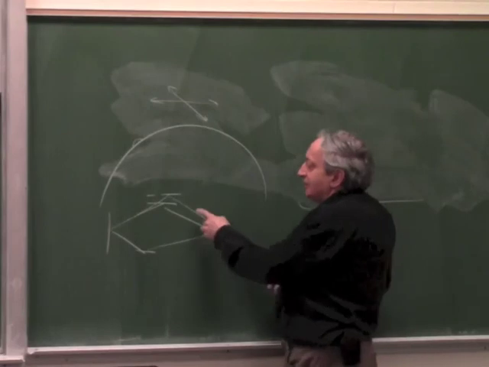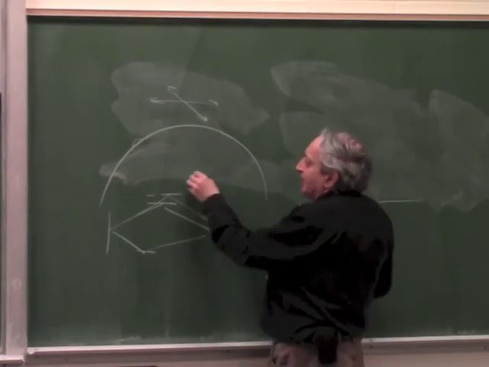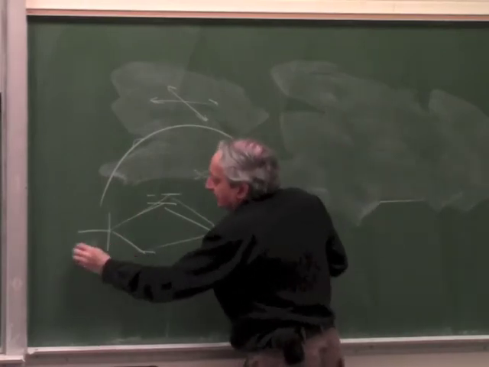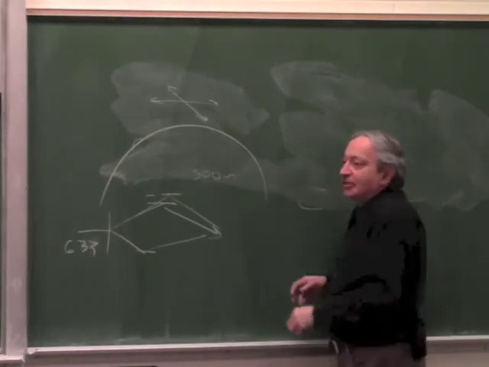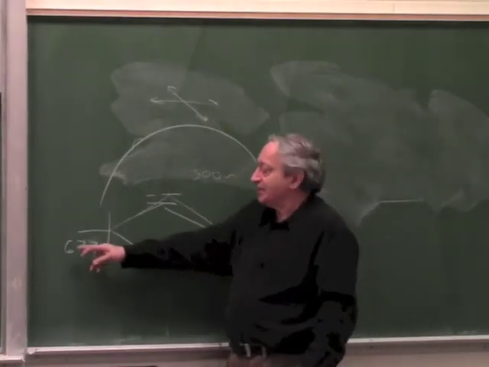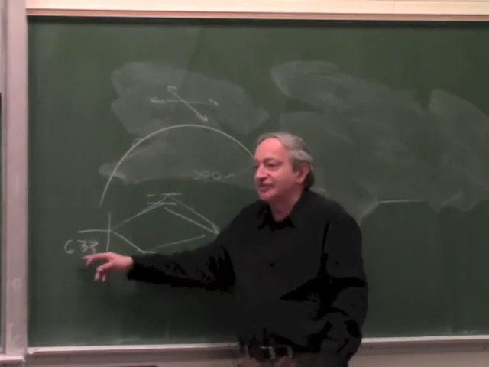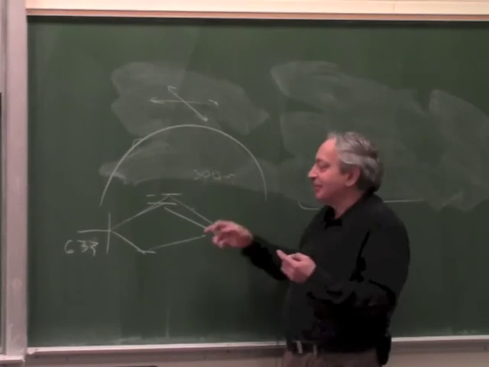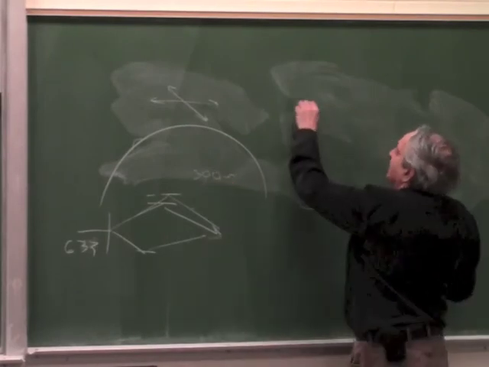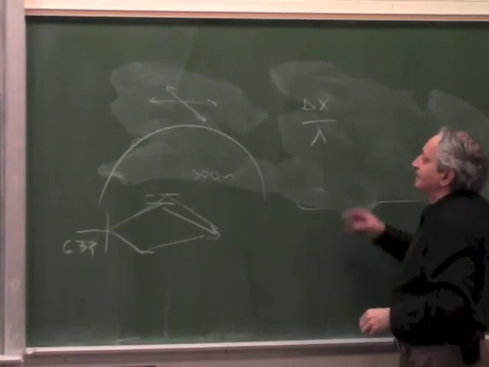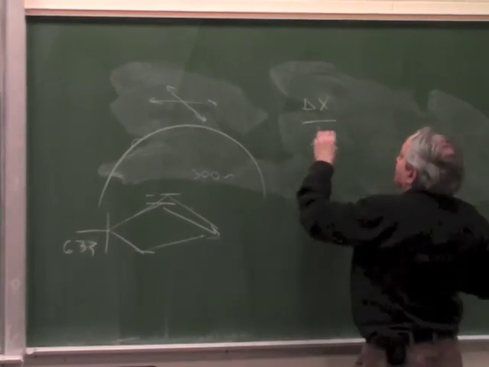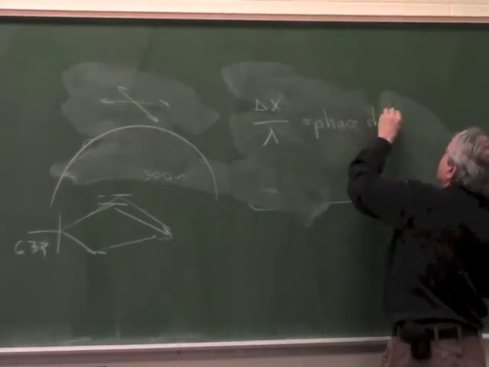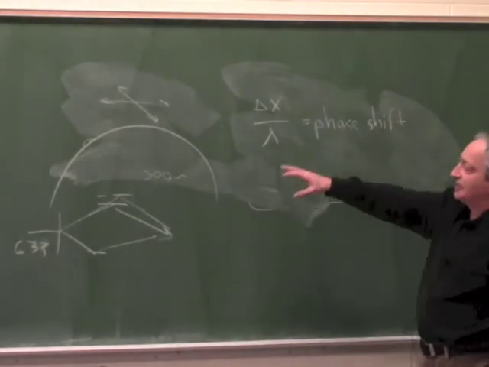So let's say that the difference in path here is, say, 300 nanometers for helium neon, for 633 nanometers. I'll get dark. But if I change its wavelength from 633 to half of that, I'll get light, because the difference in path will be a full wavelength. So what matters here is actually delta x divided by lambda, and this equals the phase shift, and the phase shift determines if I'll get constructive or destructive interference.